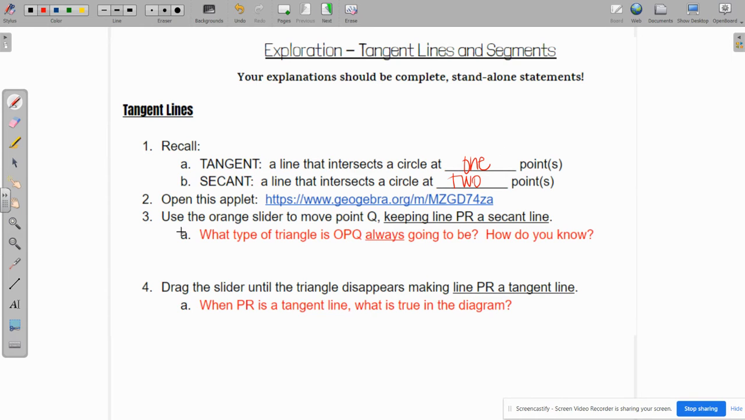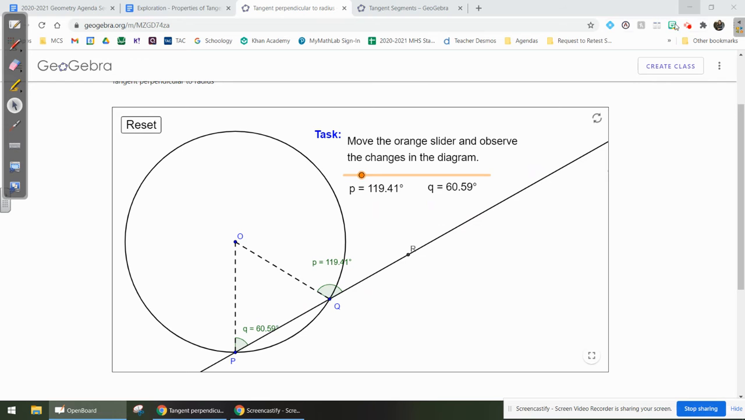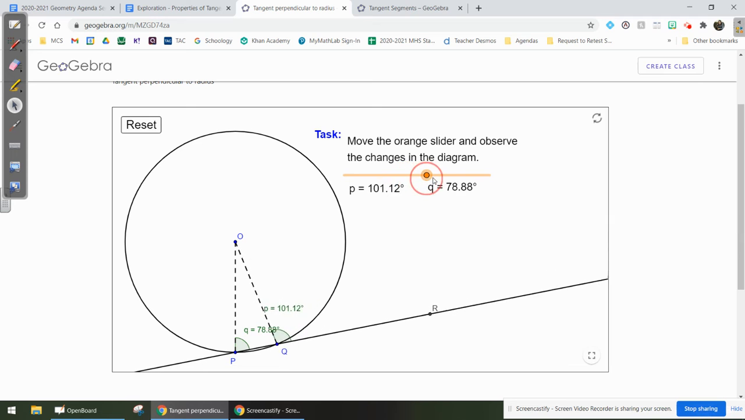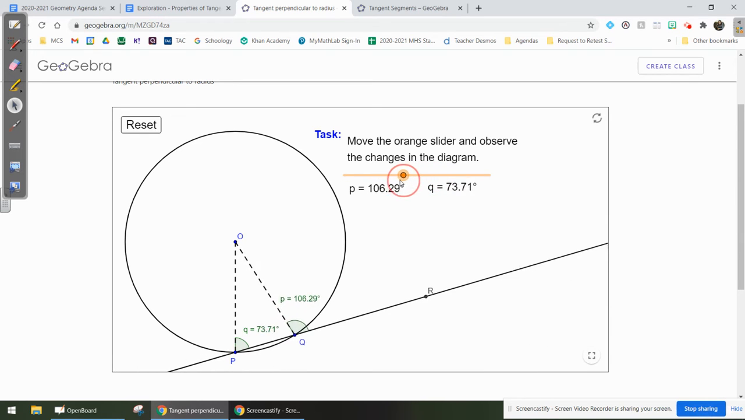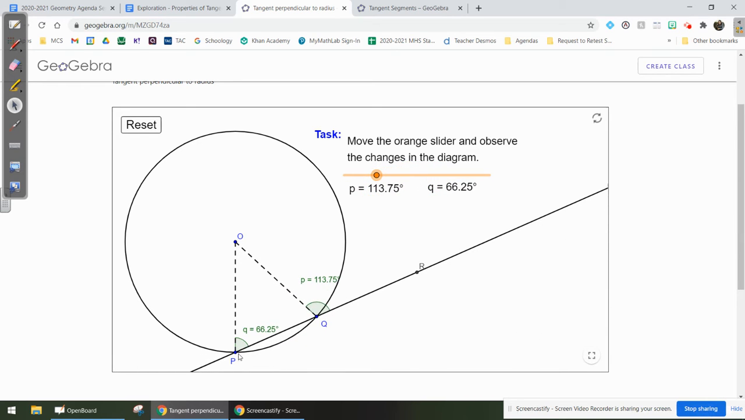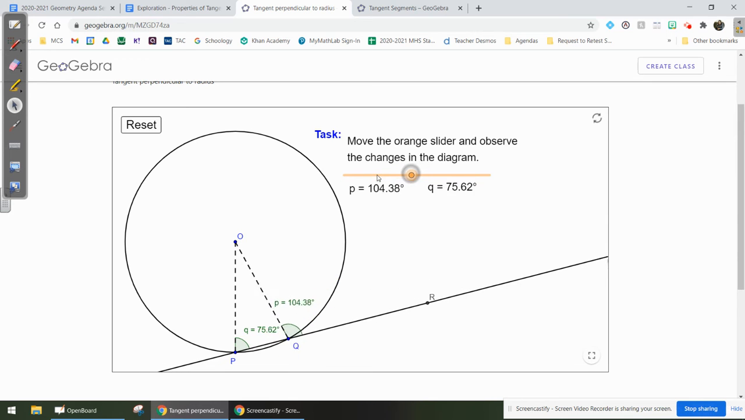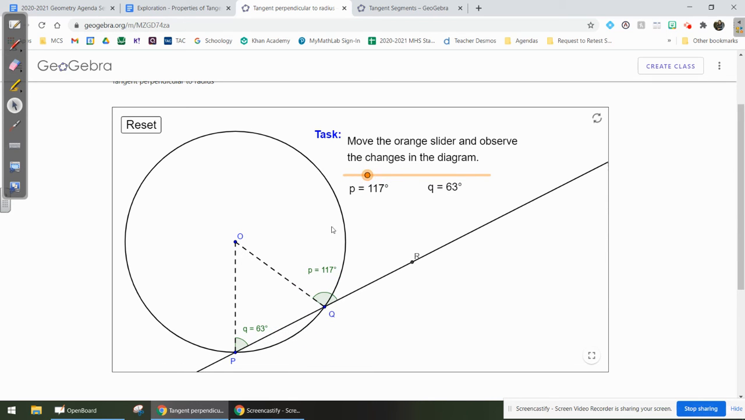And the first thing that we're going to do is use the orange slider to move point Q, keeping line PR a secant line. So here's the applet, and this is the slider that they were talking about. So we can move the slider so that we're keeping line PR, which is this line here, a secant, meaning it needs to intersect at two different points. So as we move it, you can see the different angle measures here.